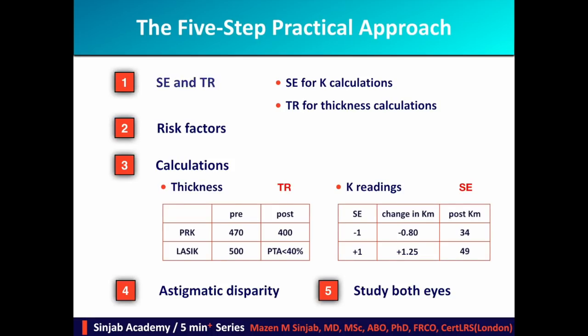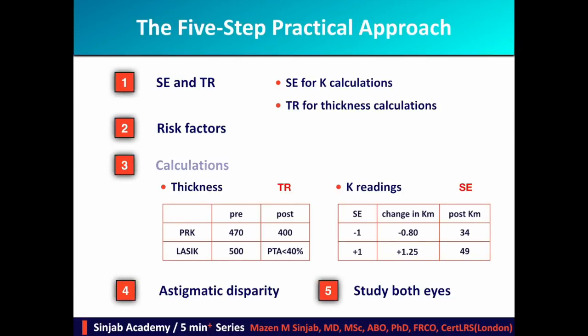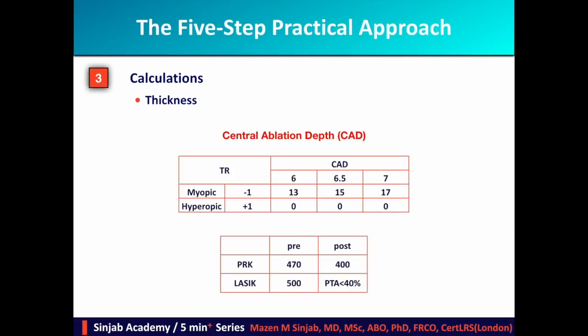Hi. In the previous video, I talked about determination of the spherical equivalent and total refraction in addition to determination of risk factors on corneal tomography. In this video, I'm going to continue with the 5-step practical approach and talk about calculations and astigmatic disparity. Starting with calculation of thickness.